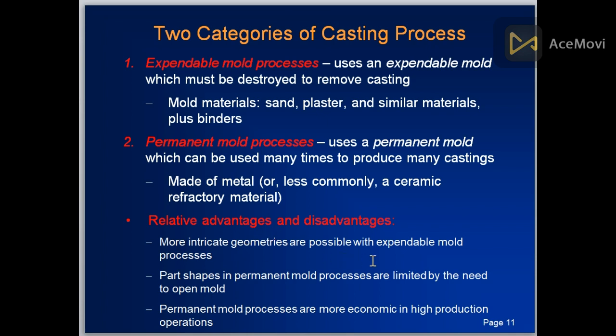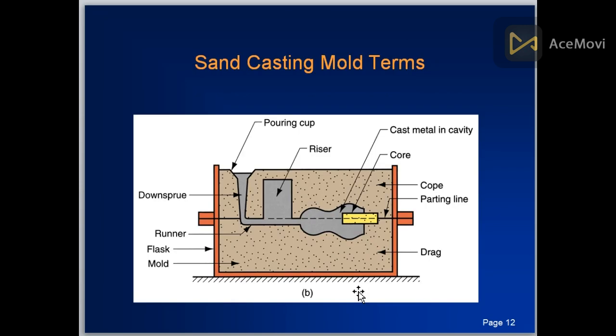Relative advantage: more intricate geometries are possible with the expendable mold process. Part shapes in the permanent mold process are limited by the need to open the mold. Permanent mold processes are more economical in high production because we don't need to spend time making the mold again and again. But there is also a limitation on complex geometries in permanent molds.